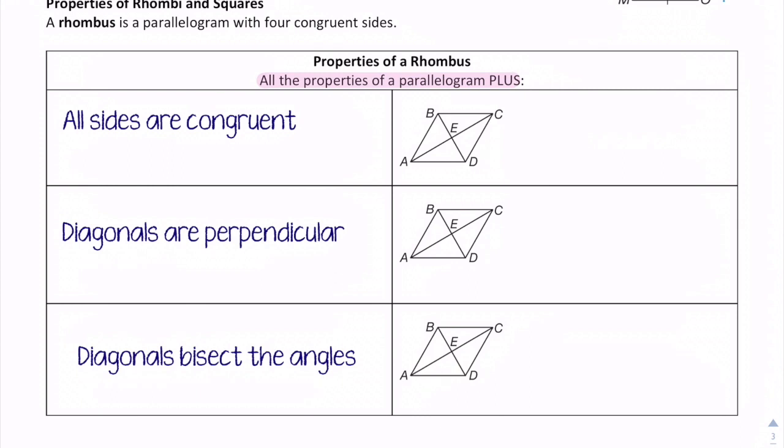Okay, so those first five that you memorized before, that is part of a rhombus. Also, rhombi have three more special properties. All sides are congruent, diagonals are perpendicular, diagonals bisect the angles. So pause and write those down.